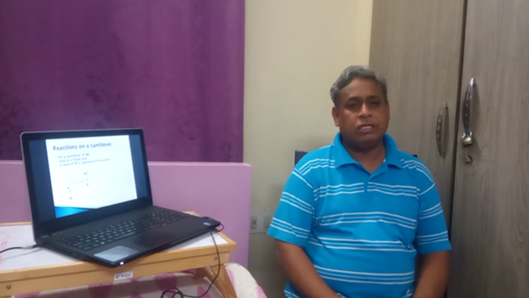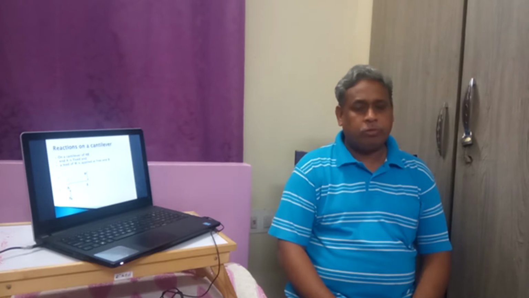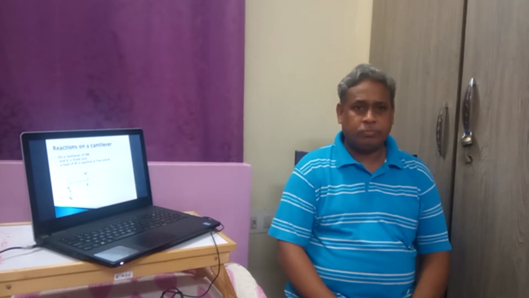What is a beam? We have defined a beam as a horizontal structural member which is subjected to transverse load, that is perpendicular to its axis. Similarly, we have seen different types of beams: a simply supported beam, a cantilever beam, a continuous beam, an overhang beam, a fixed beam, and also a proper cantilever.